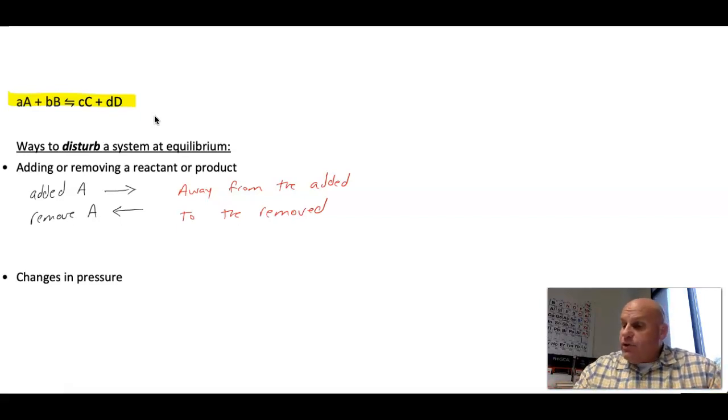Now, when this shift occurs, right or left, I also need to think about what that does to the concentration of the other things in the reaction.